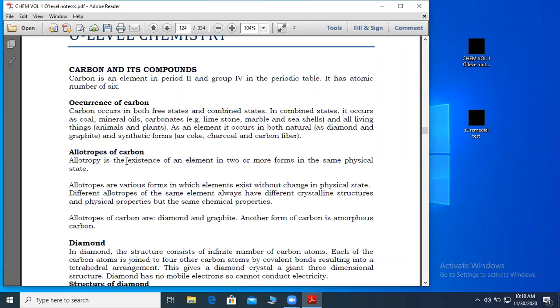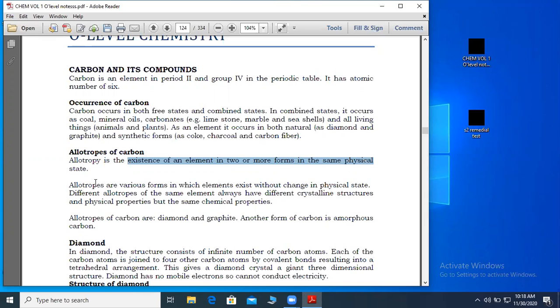So allotrope is the existence of an element in more than one form, or in two or more forms, but without change in physical state, or in the same physical state. Have you noted that down? It is very important. Let us now talk about allotropes.